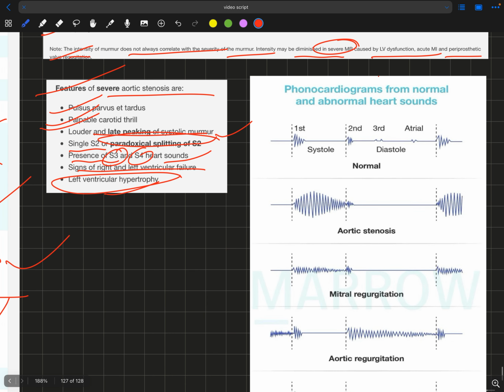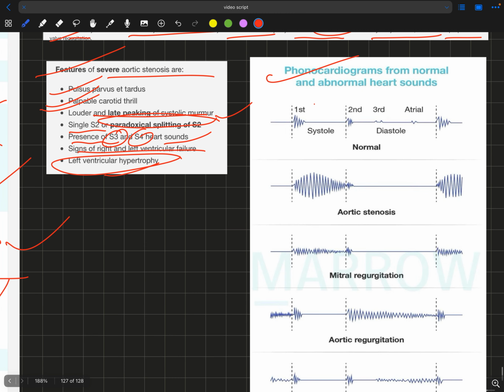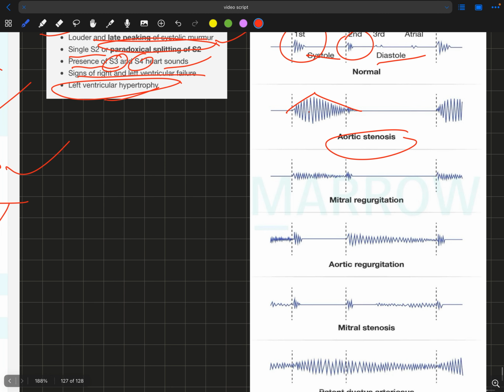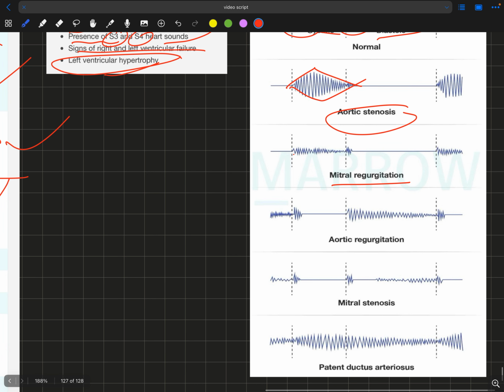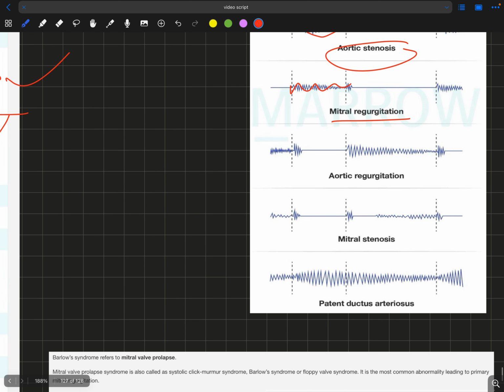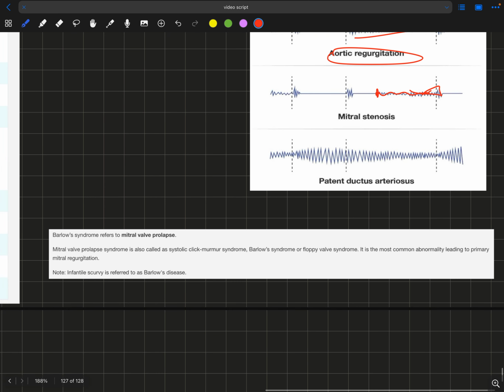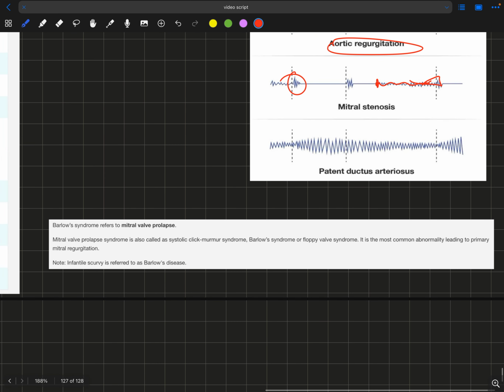These are the phonocardiograms of murmurs. This is the normal S1, S2, systole, diastole. In aortic stenosis, there is an ejection systolic crescendo-decrescendo murmur. Mitral regurgitation has a pansystolic murmur. Aortic regurgitation has an early diastolic decrescendo murmur. Mitral stenosis has an opening snap with a mid-diastolic murmur with presystolic accentuation and loud S1. In patent ductus arteriosus, there will be a continuous machinery murmur.